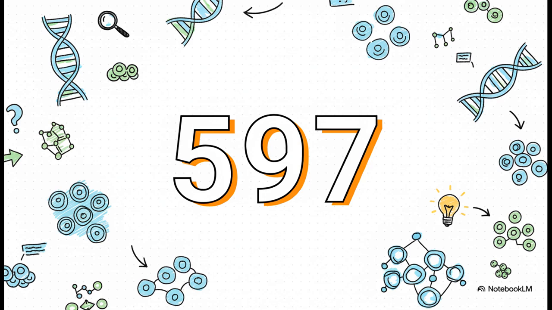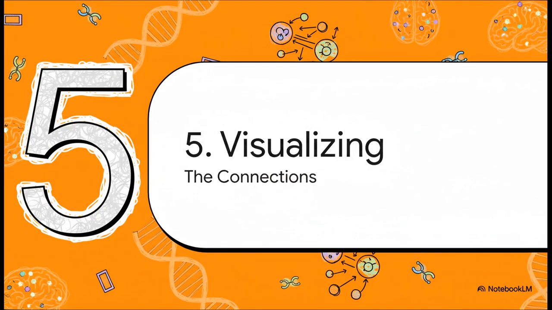But hold on, isn't this just our original problem all over again? We're still just looking at a long, uninterpreted list. So how do we finally make sense of it all? Well, the output of an enrichment analysis can still be a pretty dense table of stats and names. The next, absolutely crucial step is visualization.